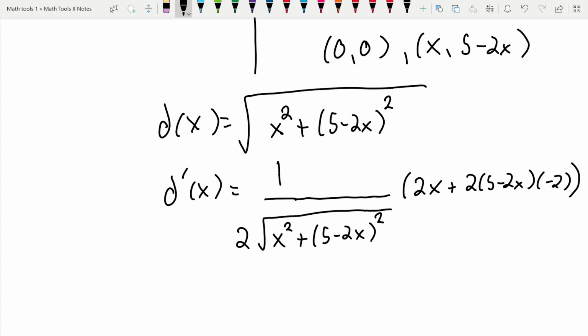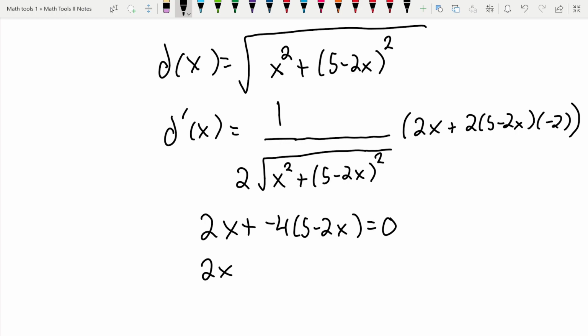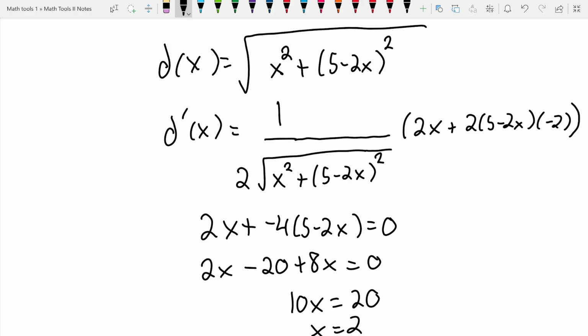We just really need to worry about where the numerator is equal to 0, because that's going to tell us where the derivative is equal to 0, right? So we have to look for where it's 0 or undefined. Here it's never undefined, so we'll look for where it is 0. So we're looking at 2x plus, that's going to be -4 times 5 minus 2x equaling 0. So let's just go ahead and multiply that out real quick. So minus 20 plus 8x equals 0. So this is 10x equals 20. So x equals 2. Okay.